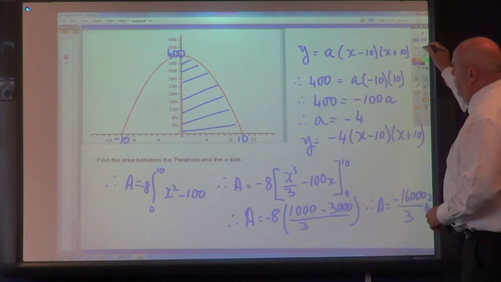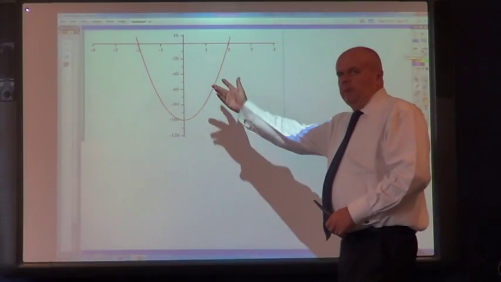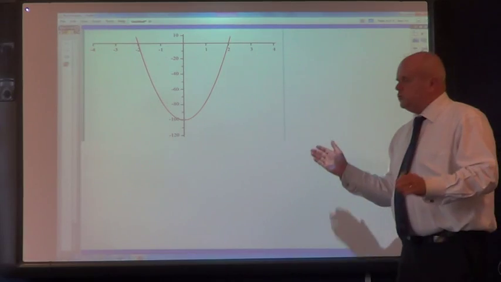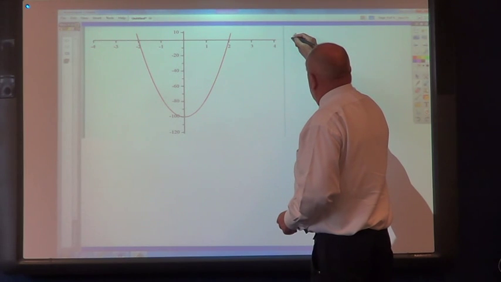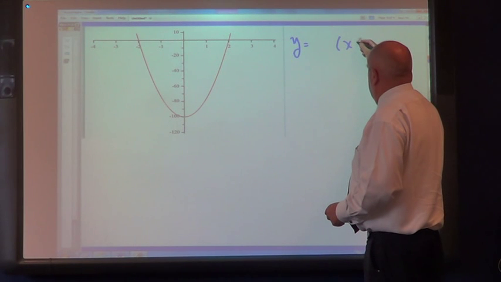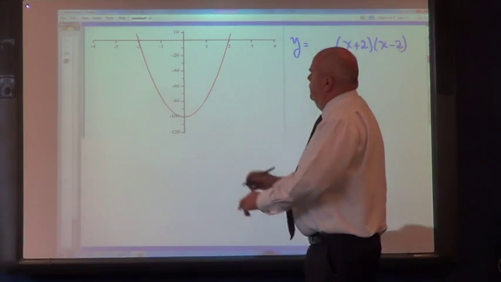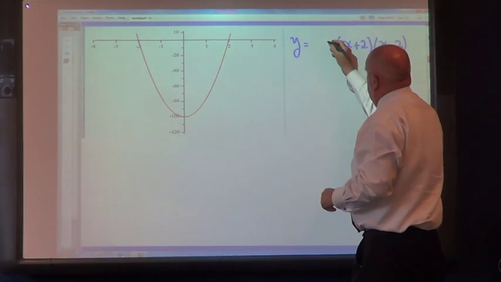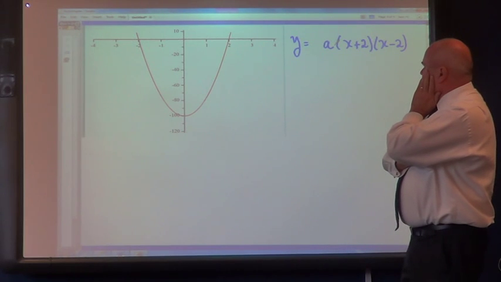Now let's try a slightly different one. Okay, a bit of an upside down parabola. But a lot of what we, in fact all of what we discussed in the previous question applies here. So what did we discuss in the previous question? Okay, well firstly, we know that we've got x-intercepts of -2 and +2. But we know that where this y-intercept occurs is going to depend on some scalar factor which we call A. And our job now is to solve for A.